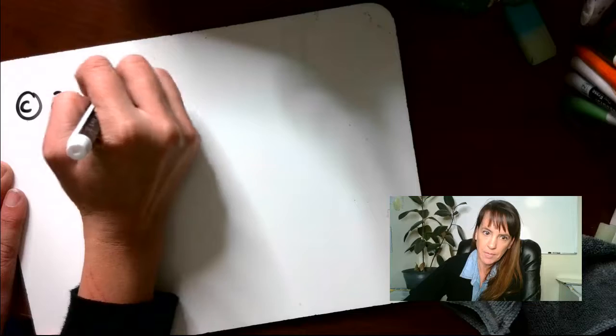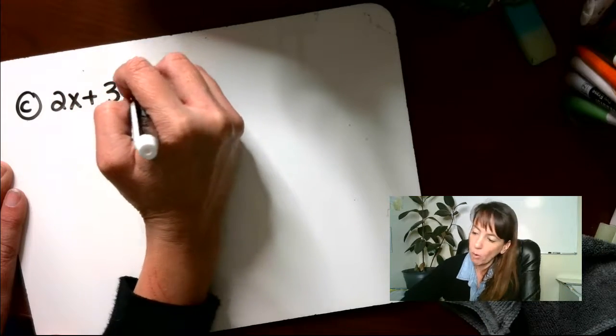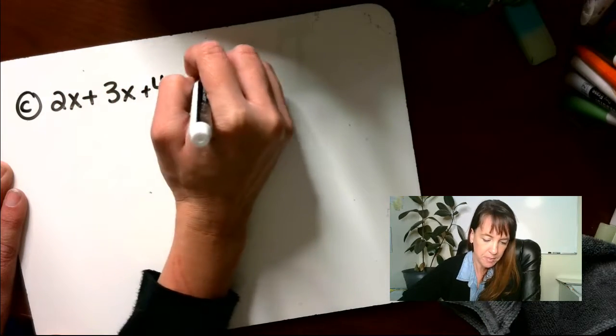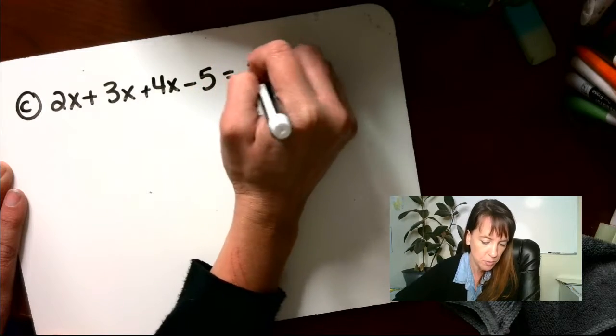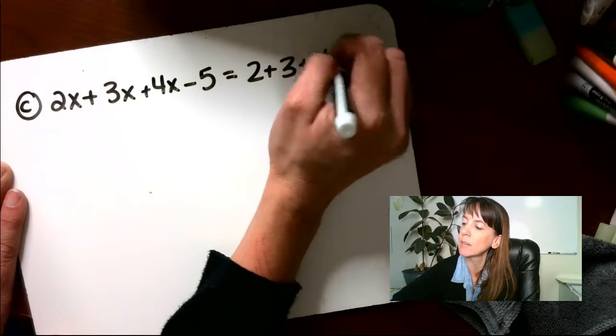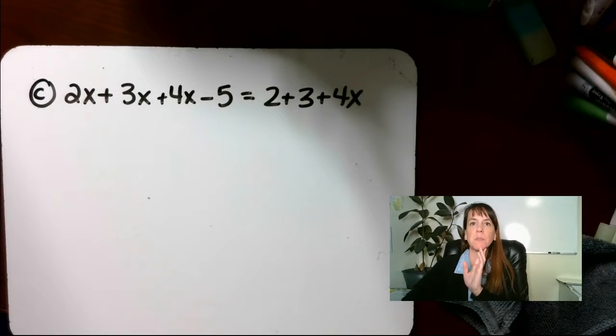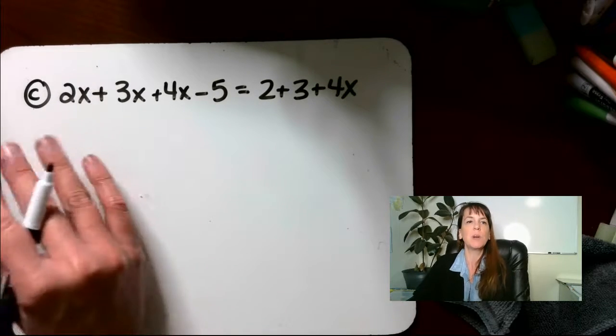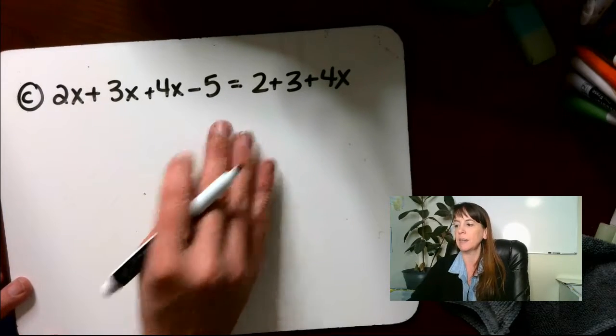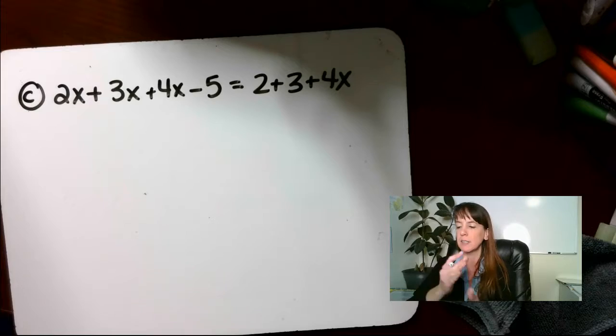(2x plus 3x plus 4x), we've got lots of x's here, minus 5 equals 2 plus 3 plus 4x. All right, pause the video if you haven't already and make sure that you're attempting these problems first. What we want to do, again, is group everything together that we can on either side of the equation before we go moving to the left and right.